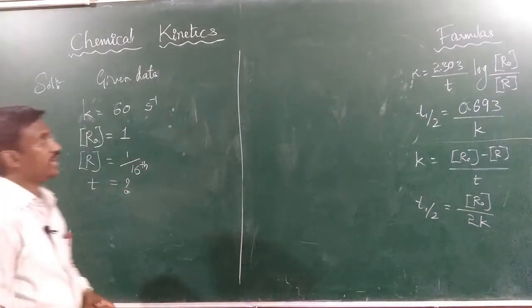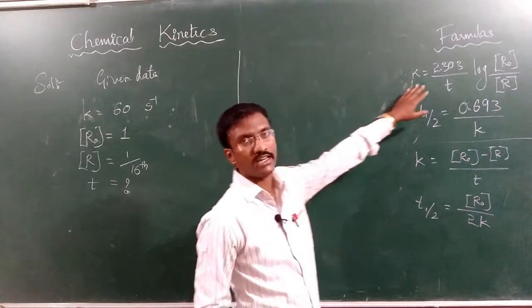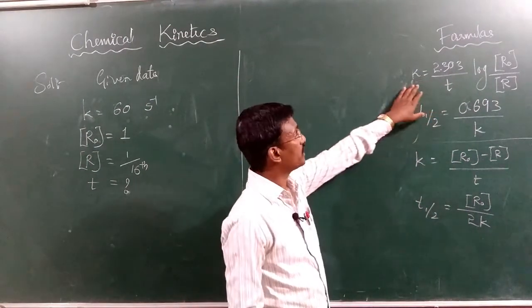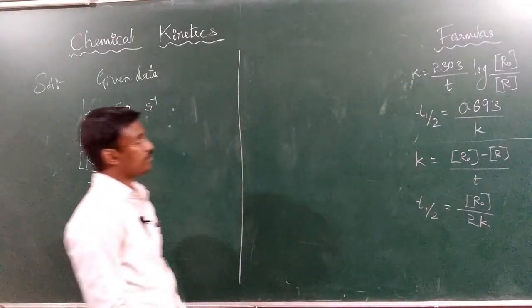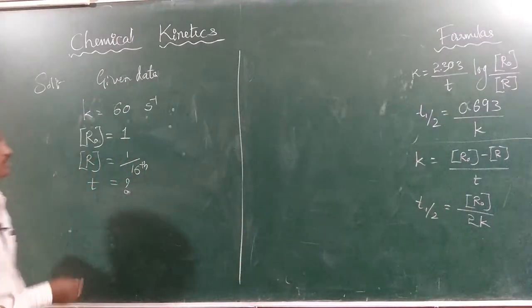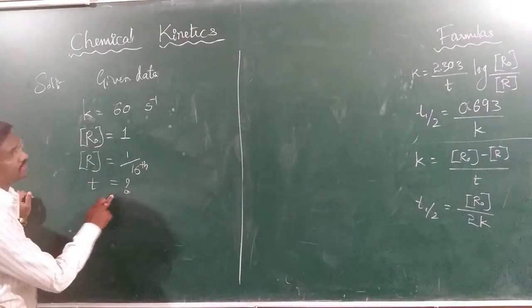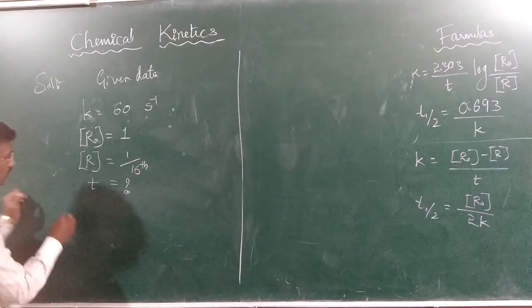So in the question they have clearly mentioned this reaction is a first order reaction. Therefore k is equal to the first order equation. So here we need to calculate t. By rearranging that, t is equal to what?